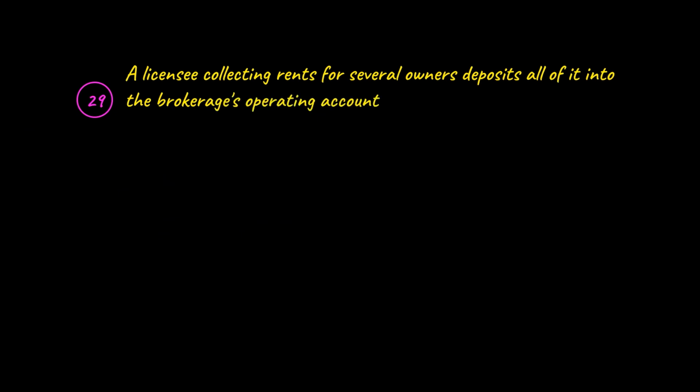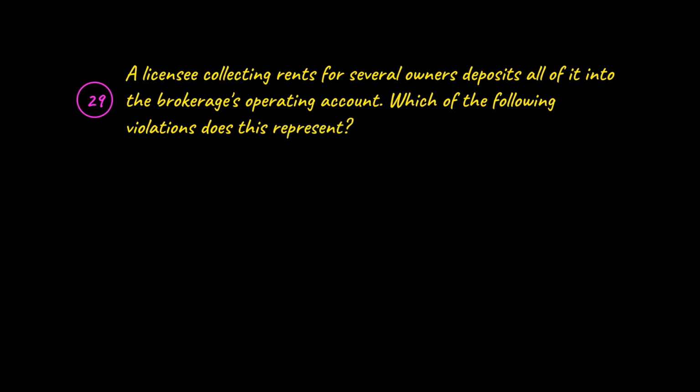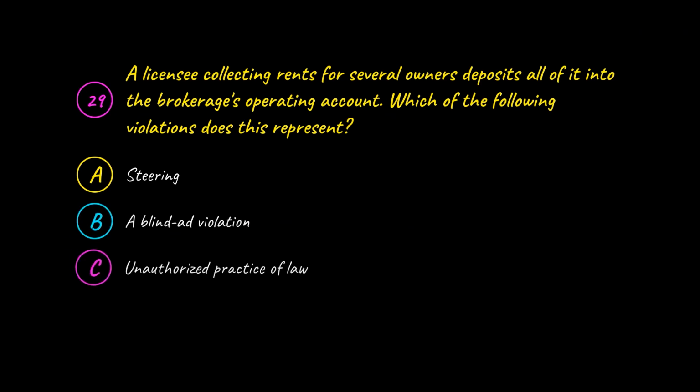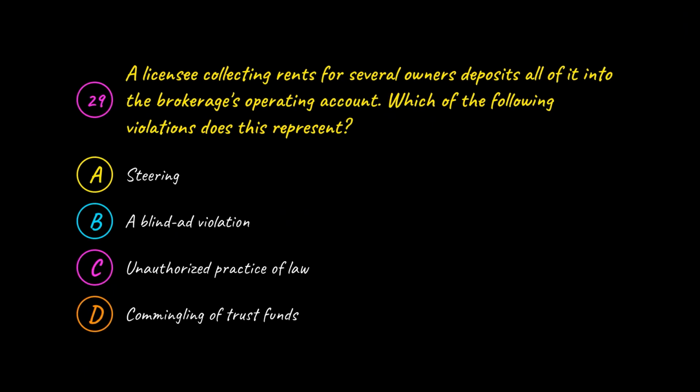Question 29. A licensee collecting rents for several owners deposits all of it into the brokerage's operating account. Which of the following violations does this represent? Your options are: A. Steering. B. A blind ad violation. C. Unauthorized practice of law. D. Commingling of trust funds. Pick one. Trust your gut. Here's your chance to test yourself.